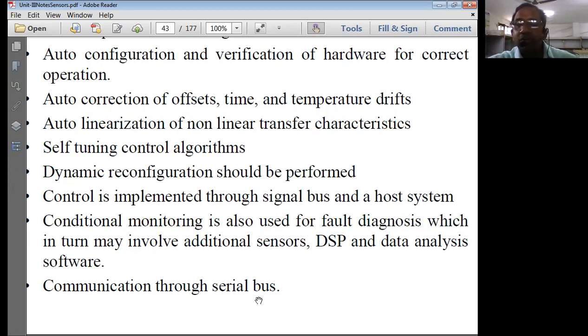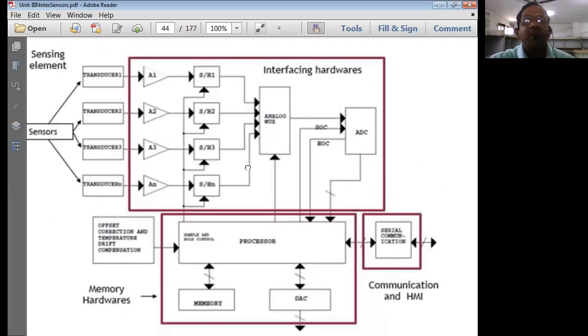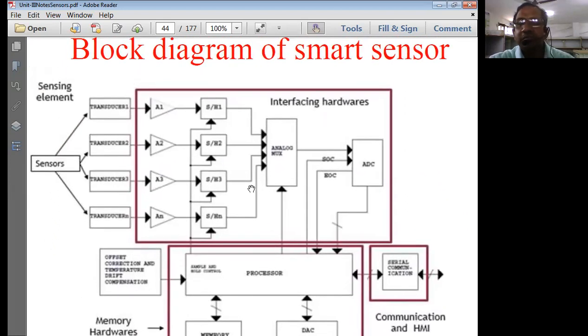Next, finally, you have to communicate your signal to the external world using a communication link. So there should be a communication link provided through the serial bus from the sensors to the outside world. These are all the properties that can be exhibited by sensors. In fact, a sensor is also an embedded system. As our topic of discussion is embedded systems, we are speaking in terms of sensors.